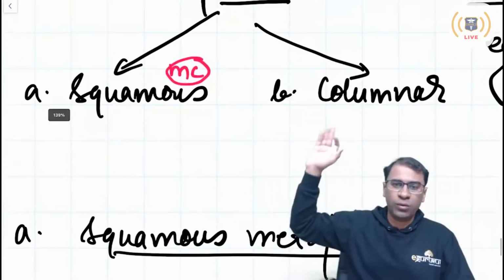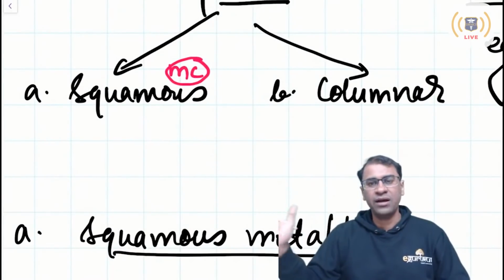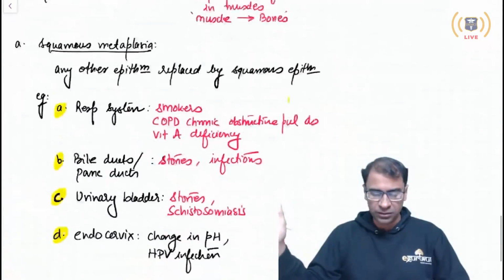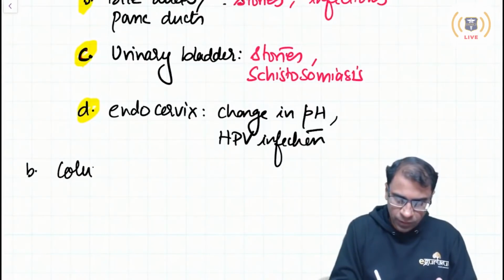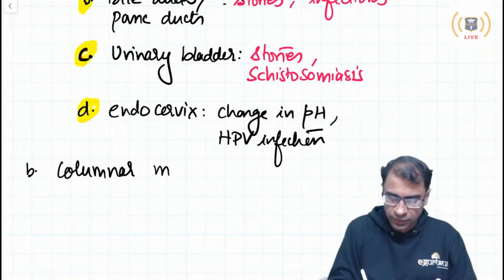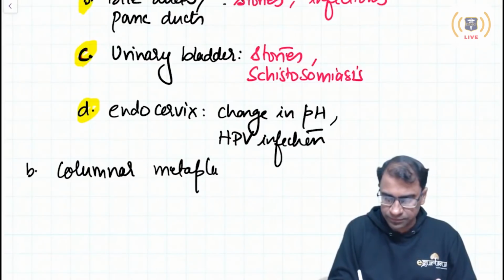Let's now move to the next type of metaplasia. We now move to B. What is B? Columnar metaplasia.